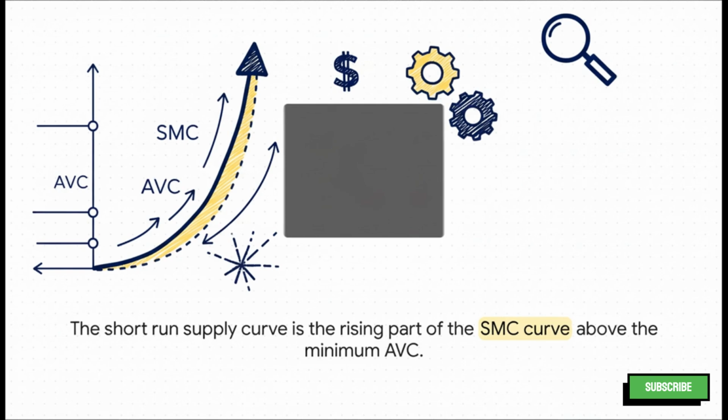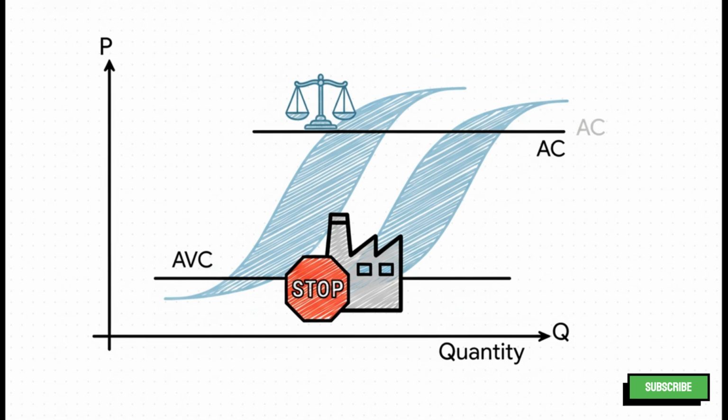Why? Well, just imagine the market price changing. If the price goes up, the firm will find a new profit-maximizing point where the new, higher price equals its marginal cost, which will be further up its MC curve, so it produces more. That direct relationship between price and the quantity the firm is willing to supply, well, that's literally the definition of a supply curve.